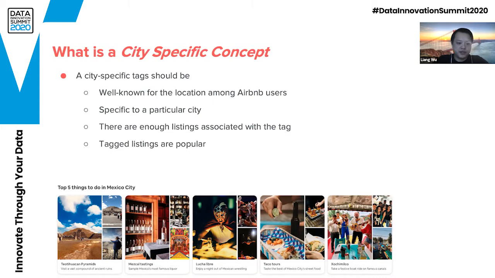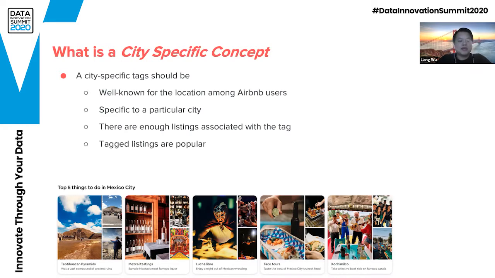We think a city-specific tag or concept should be, first, well known to the location among Airbnb users. Second, it should be specific to a particular city. And third, there should be enough listings associated with the concept, since we don't want to advertise a grouping that has no listings. And also we hope the tagged listings should be popular. By popular, we mean the listings are booked frequently.